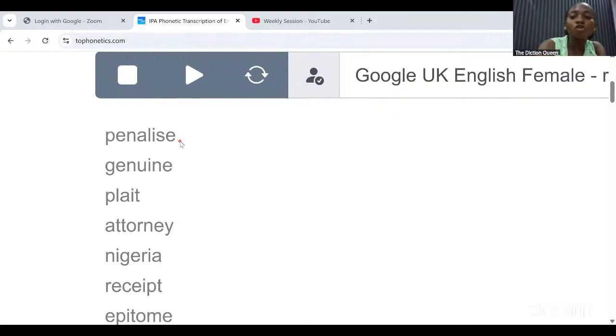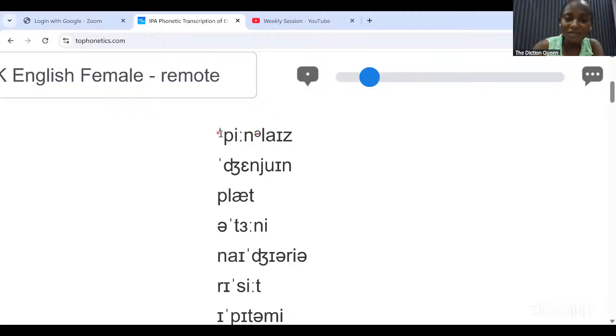Now, looking back at the transcription of the word, you realize that there is a symbol here, a sign here that looks like an apostrophe. This, in phonology or in phonetics, is called the stress mark. It tells you the syllable to stress in a word. In English language, when we have a word that has more than one syllable, the syllable with the stress mark is expected to be stressed. How do you stress a syllable? You stress a syllable by saying the syllable louder, longer, and clearer.